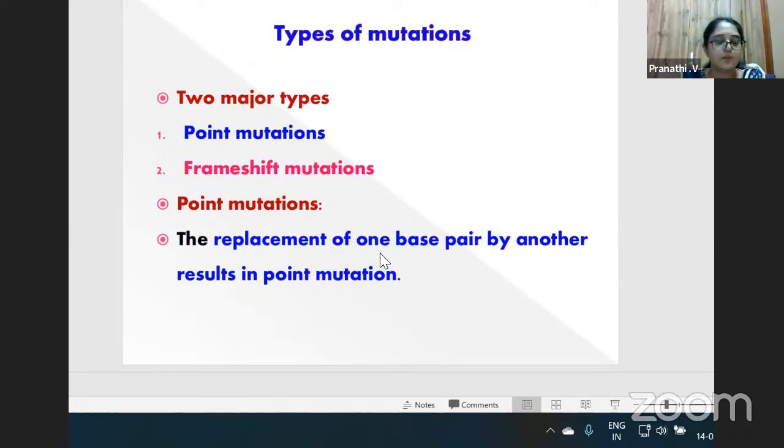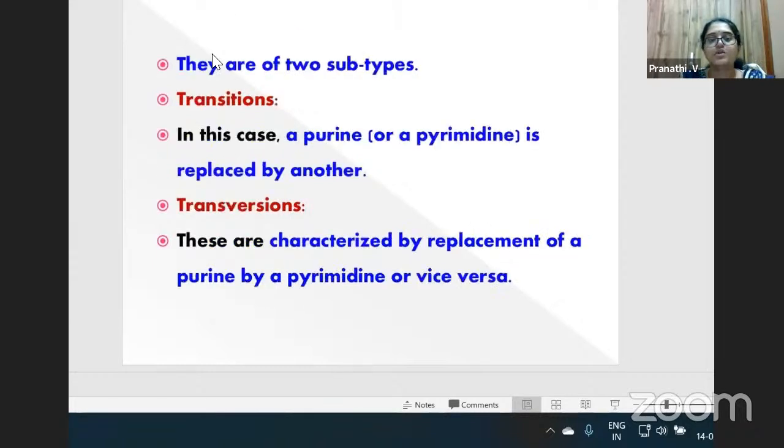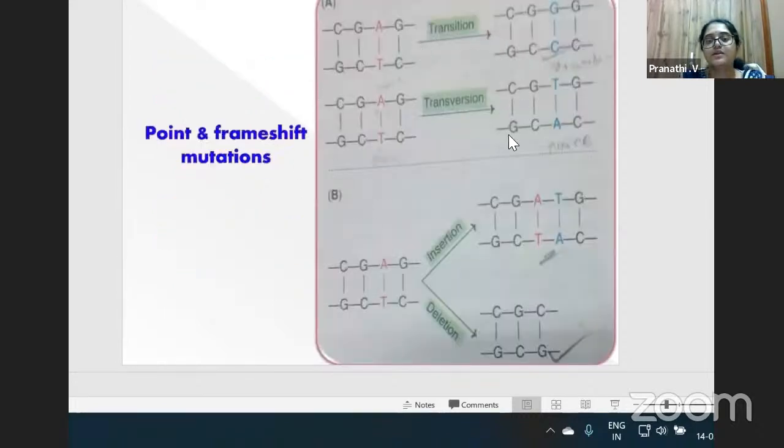Point mutations are where replacement of one base pair by another base pair takes place. Two subtypes again. Transition is where a purine or pyrimidine is replaced by another of the same kind. Transversion is wherein a purine is replaced by a pyrimidine or vice versa. So this is how point and frameshift mutations take place. This is transversion wherein purine is replaced by pyrimidine over here. You see.